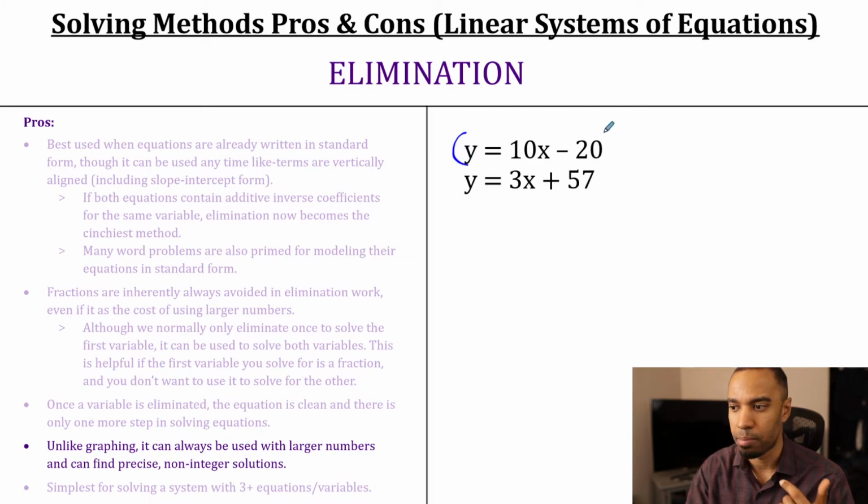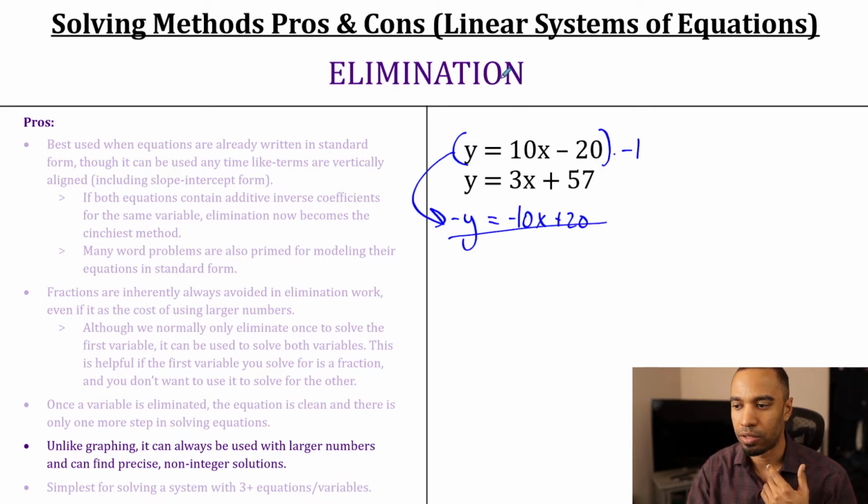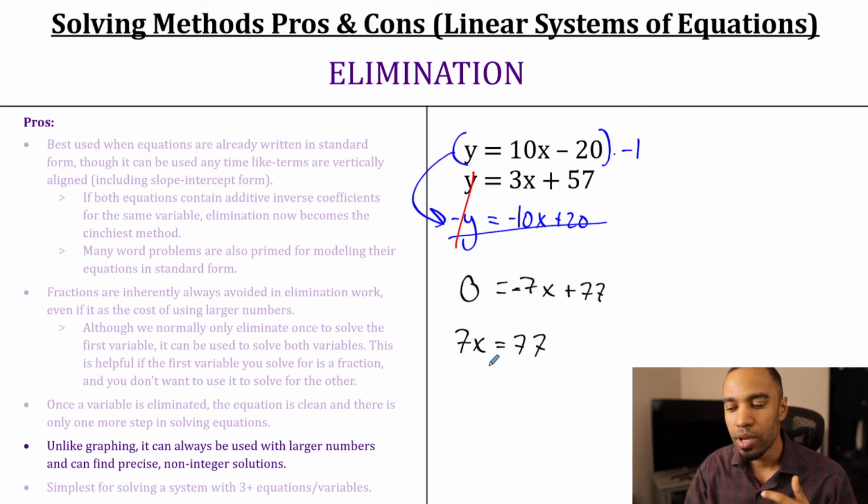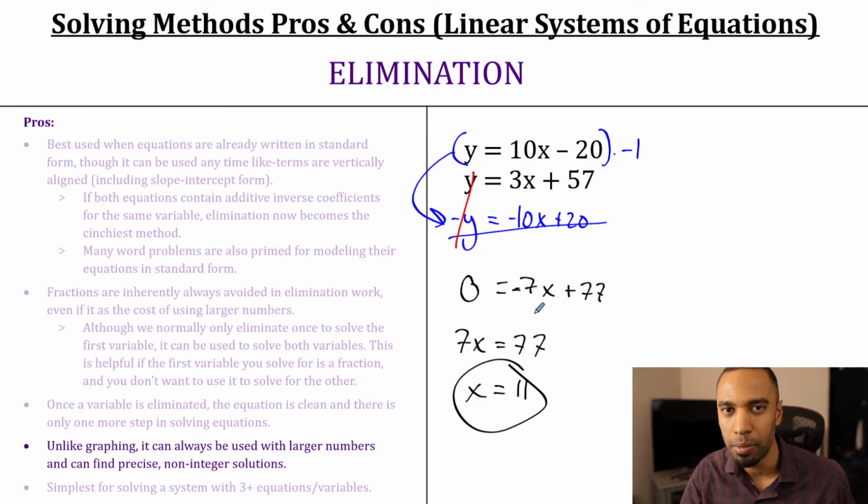I'm going to multiply this top equation, say, by -1 here and rewrite it. So I have negative y equals negative 10x plus 20. And now when I go down the list here, I'm just going to eliminate the y's and I'm left with 0 on the left side. 3x minus 10x is negative 7x and then plus 77. And now I can move that x over and then I can solve. So it's possible to solve in this form, but now you're not one step away once you eliminate.